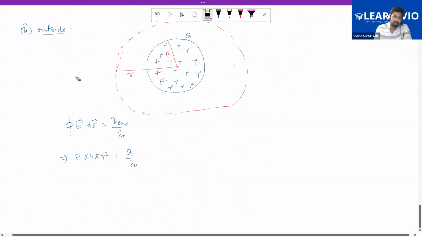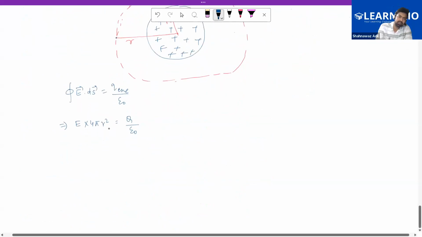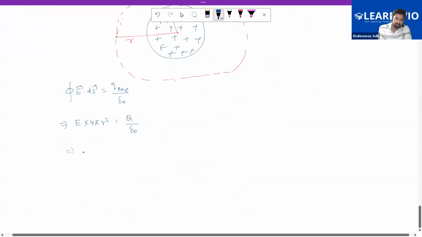So again, we use the Gauss law, right? We counted the Q enclosed, and then we calculated this thing. So if we calculate E outside, what would be this thing? So E outside would simply be Q by 4 pi epsilon naught R square.